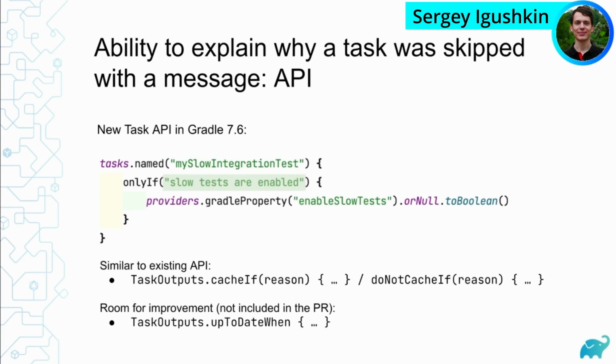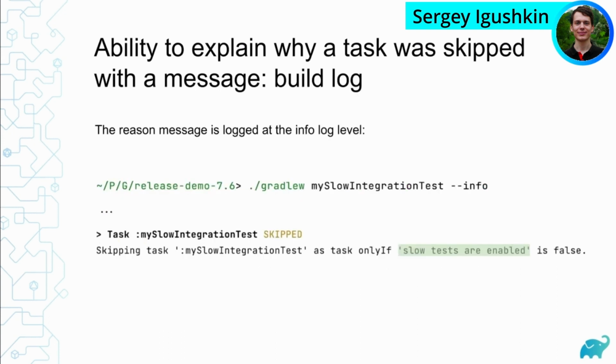So this change was also contributed by the community. It adds a new API on the task, and this can be used for explaining why a task was skipped. You can pass a string reason message to the onLeave methods, and this is similar to some of our APIs that already provide this capability. You can see how the reason is logged in the build output.